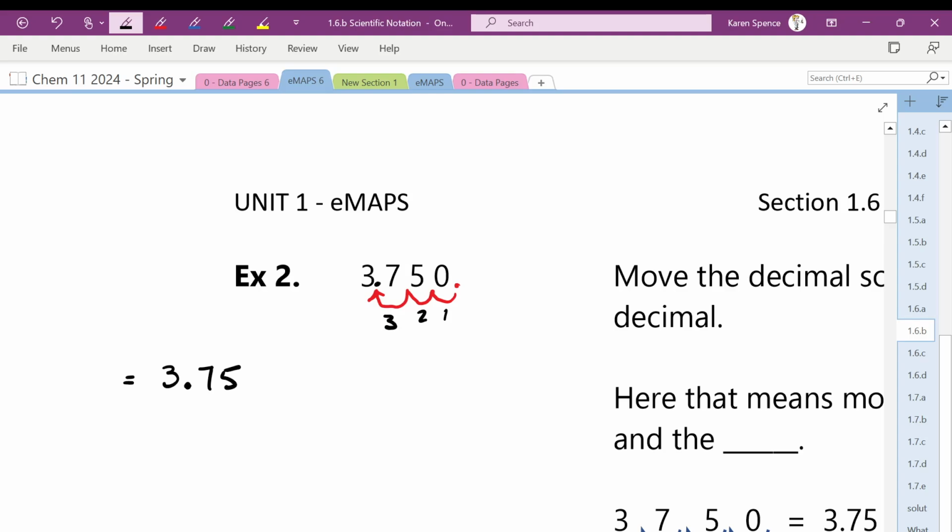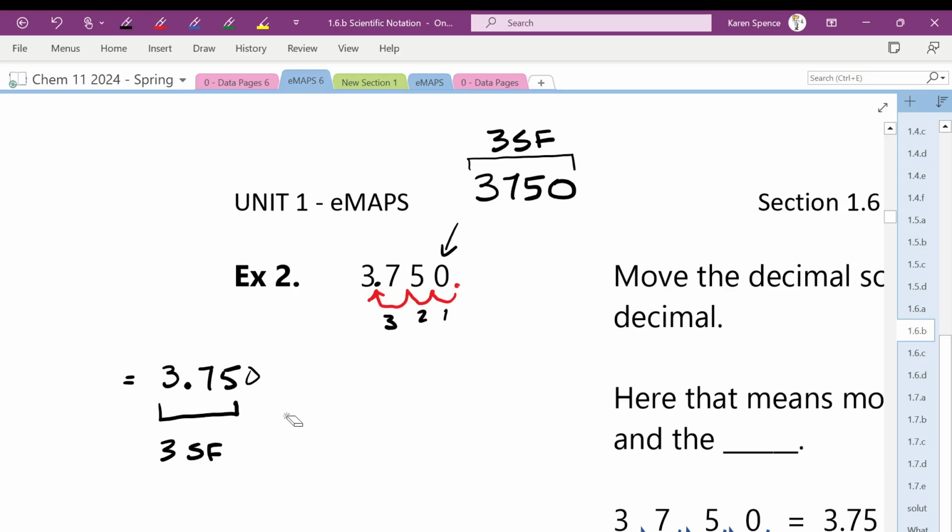And I would like to ask you right now, are we going to keep that 0 or not keep that 0? Our original number was 3750. How many sig figs here? 3 sig figs. So this here should also have 3 sig figs. Does it have 3 sig figs? Yes. So do I want to put that extra 0 on the end? No. Okay.